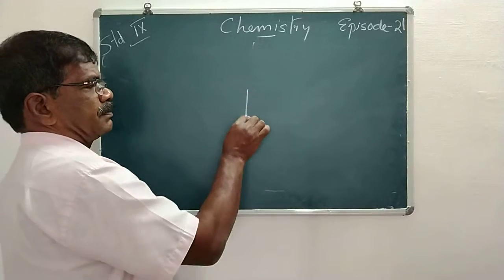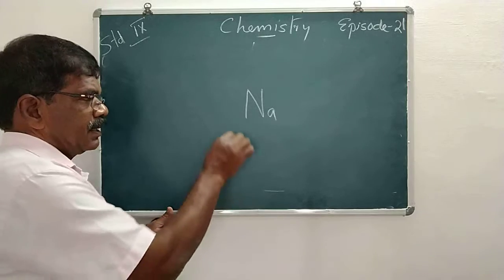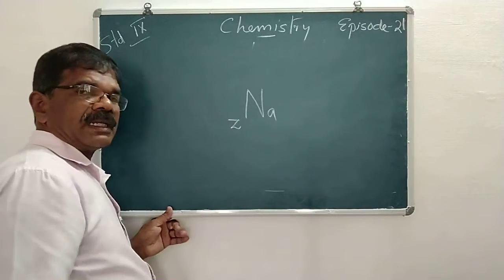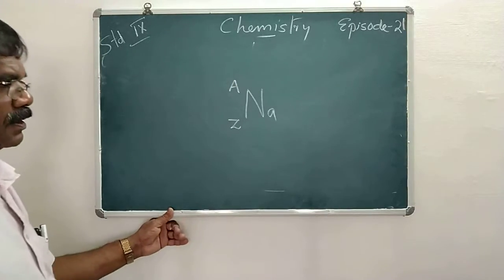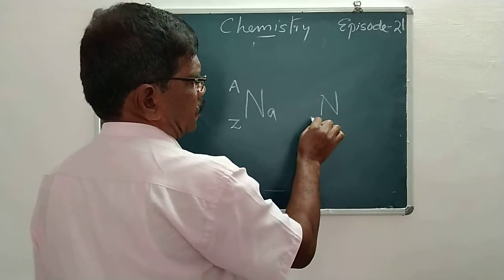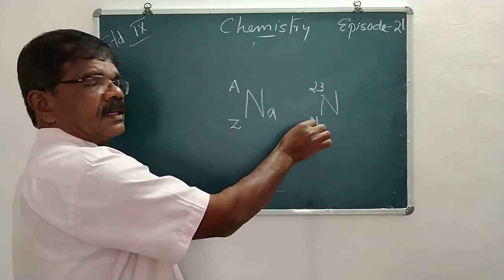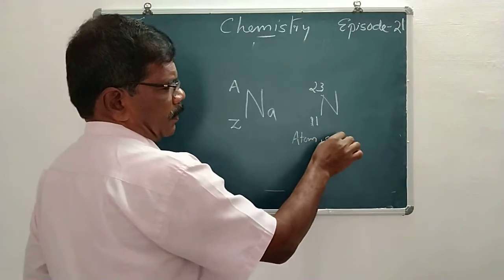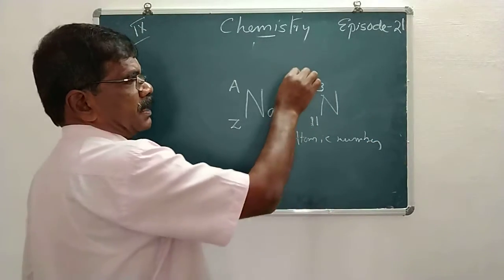For example, sodium. The symbol of sodium is Na. Generally, here you write the atomic number, and here you write the mass number. For example, sodium 11, 23. This 11 denotes the atomic number. This 23 denotes the mass number.